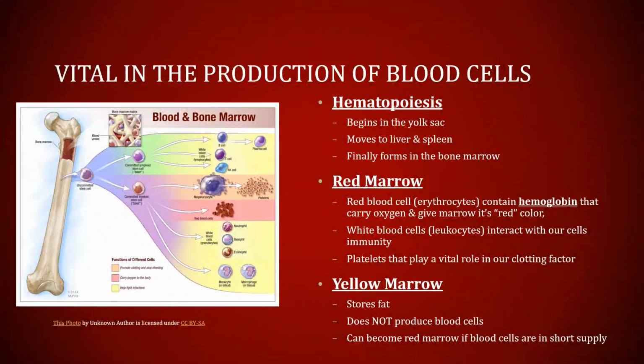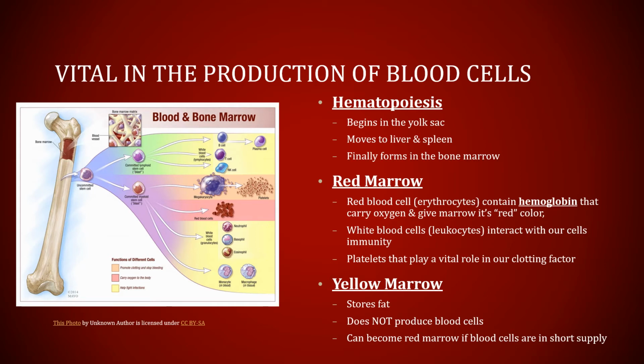Our bones are vital in the production and maintenance of our blood cells. Hematopoiesis is the production of blood cells, and this begins in the yolk sac, moves to the liver and spleen, and finally sets up housekeeping in our bone marrow.